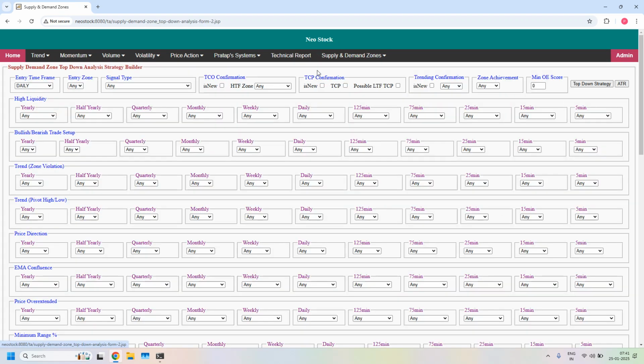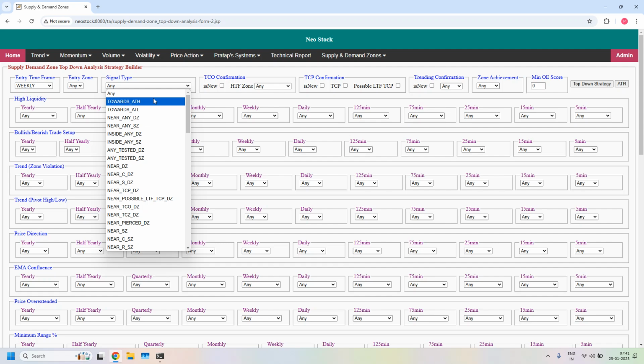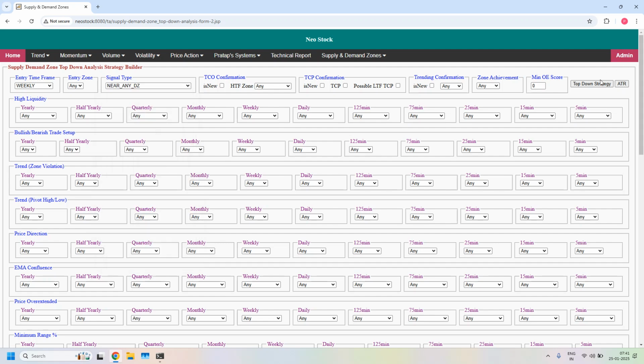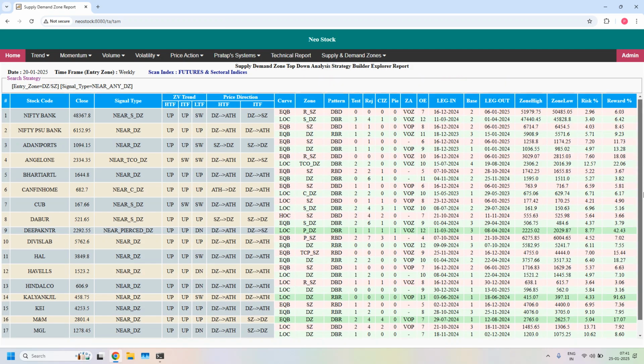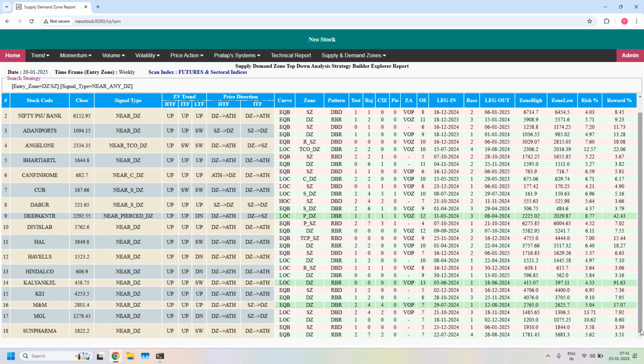Okay, next time frame is weekly. So I'm going to generate multiple reports for weekly because this is the end of the week. So weekly time frame, stocks near weekly demand zone. We got 18 stocks, first 17 stocks in the list. Scrolling the list down.